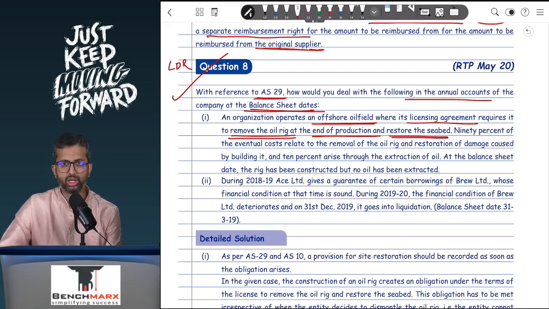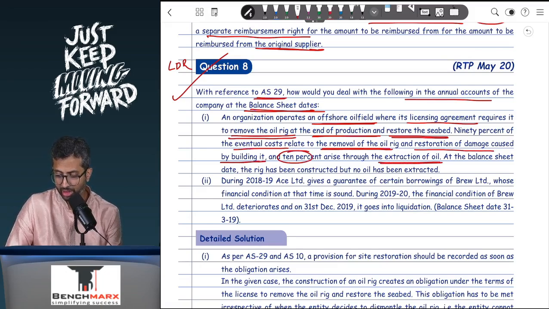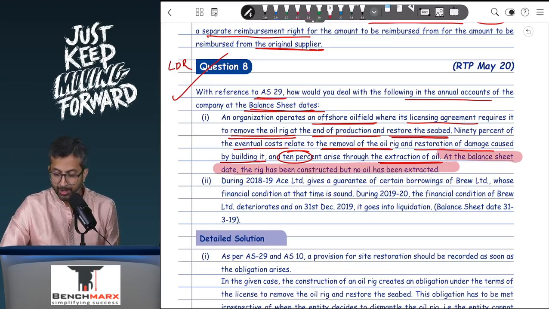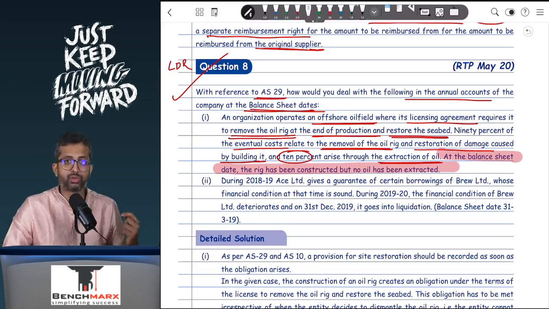Remove the oil field and restore the seabed. 90% of the eventual cost is related to removal of the oil rig and restoration of damage caused by building it, and 10% arises due to extraction of oil. At the balance sheet date, the rig has been constructed but no oil has been extracted. So, is there an obligation for site restoration?